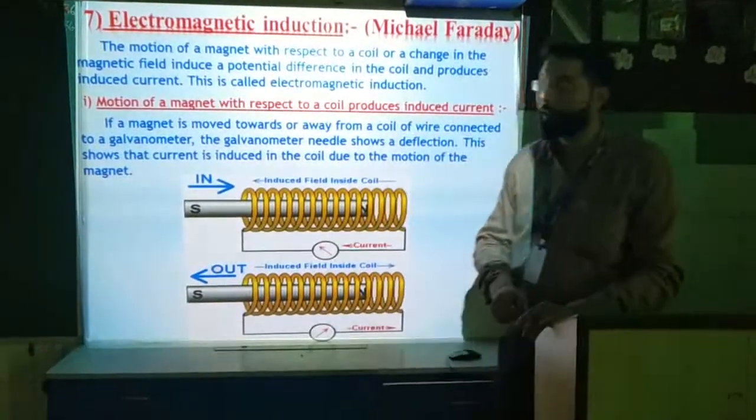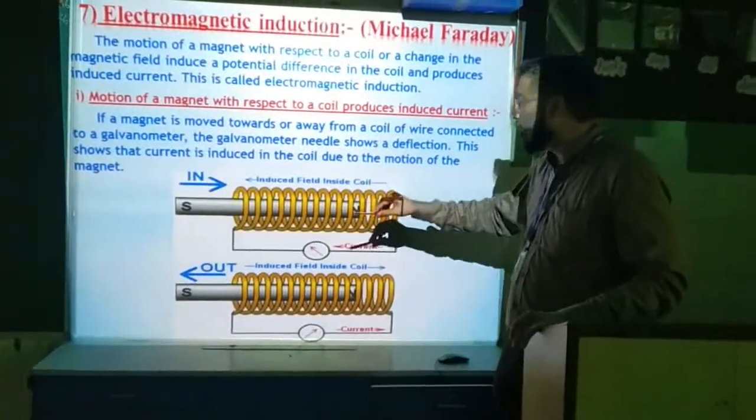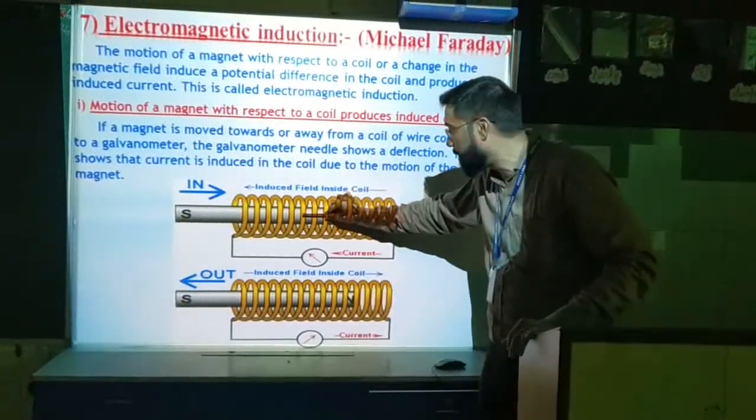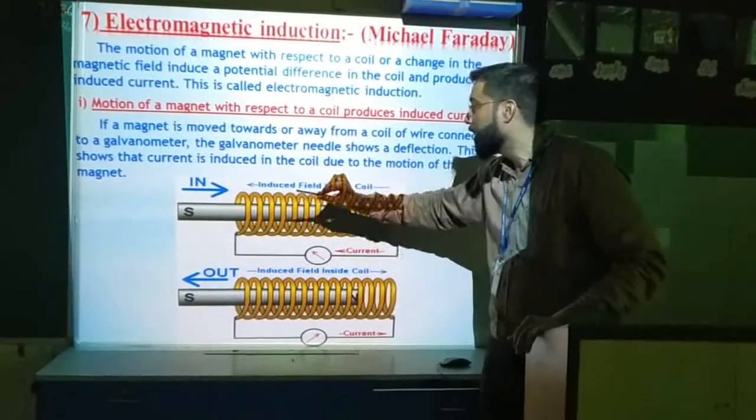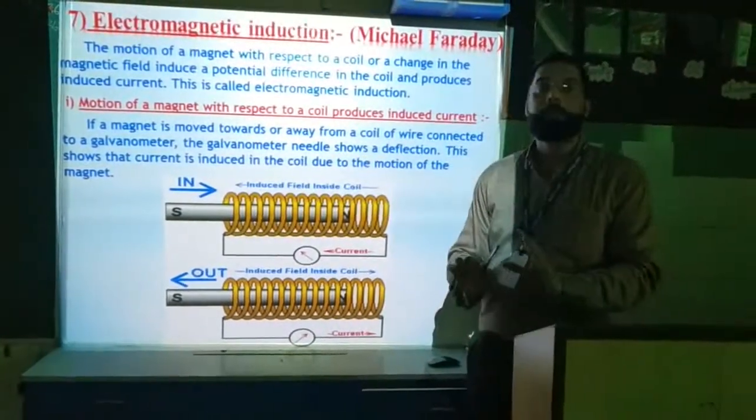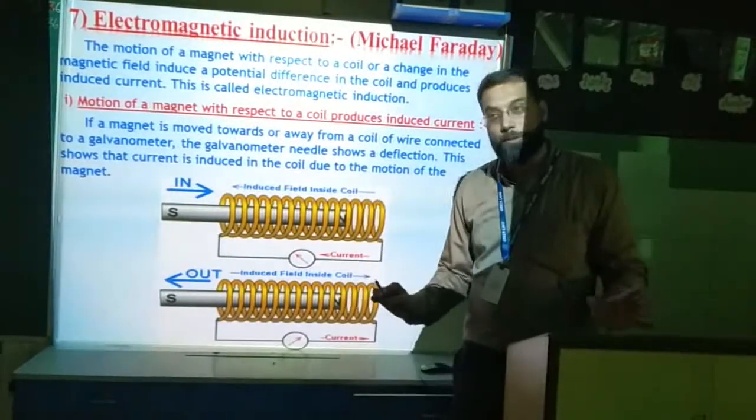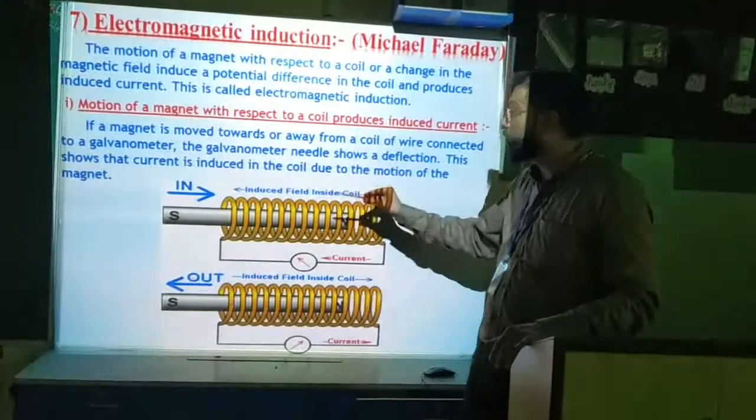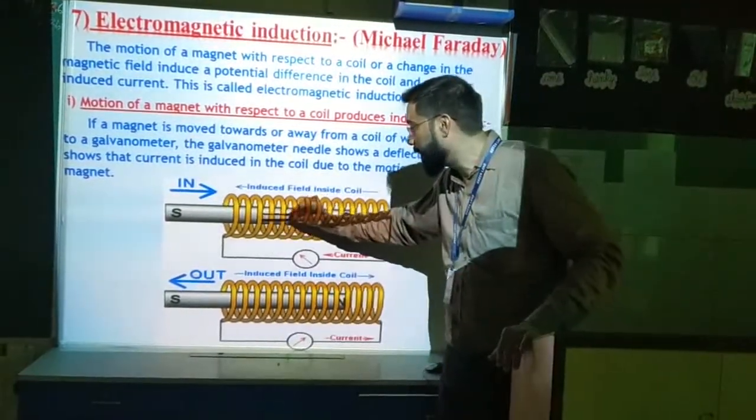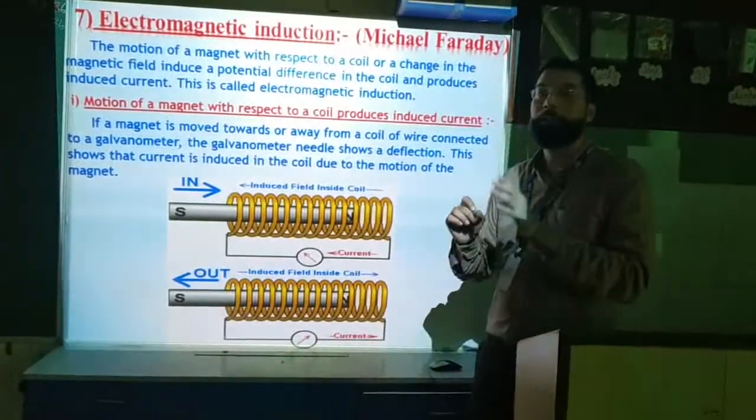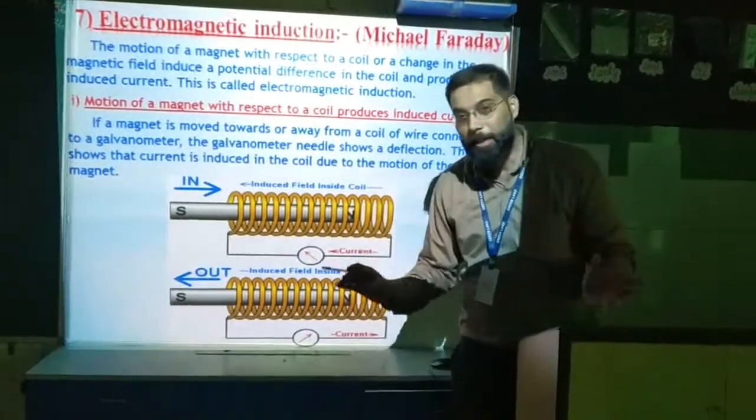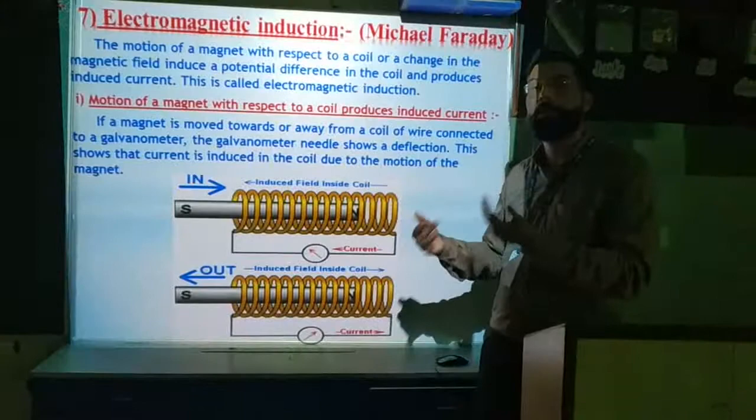Now what happens if you keep this bar magnet stationary inside a coil? Now there will be no induced current produced. Why? Because when you keep a bar magnet stationary inside a coil, there will be no change in magnetic field lines, so hence there will be no induced current.